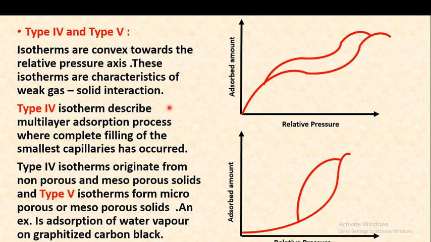So these are the 5 types of adsorption isotherm. The type first, type second, type third, type fourth and type 5. So these are the adsorption isotherms. Means the adsorption isotherms are the graphs which are plotted of adsorbed amount against the relative pressure, and we get different graphs for the type 1, 2, 3, 4 and 5. So the next point is the type 6.